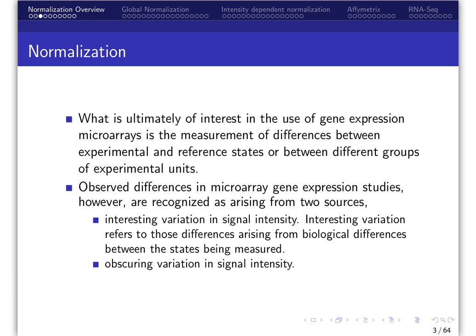What is ultimately of interest in the use of gene expression microarrays is the measurement of differences between experimental and reference states, or between different groups of experimental units. Observed differences in microarray gene expression studies, however, are recognized as arising from two sources of variation, namely, interesting variation in signal intensity and obscuring variation in signal intensity. Interesting variation refers to those differences arising from biological differences between the states being measured. Obscuring or nuisance variation can arise from a host of factors and are of no intrinsic interest.